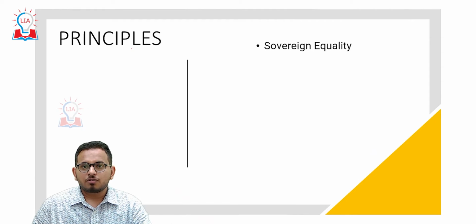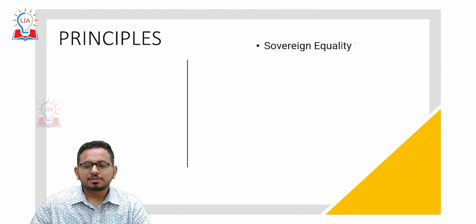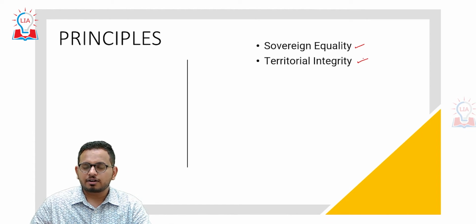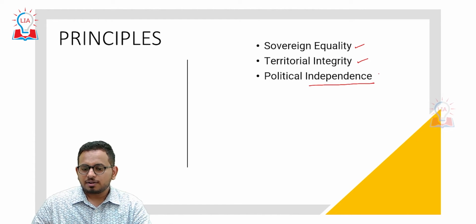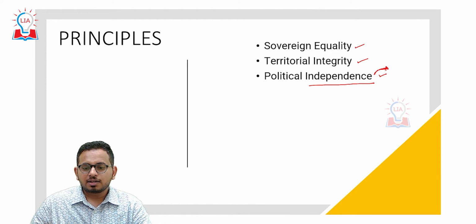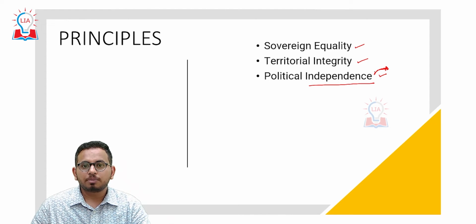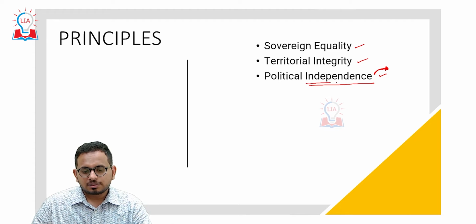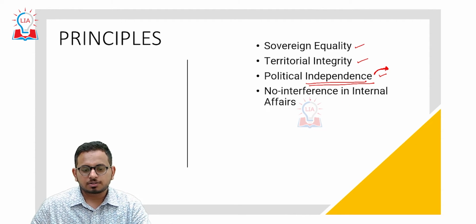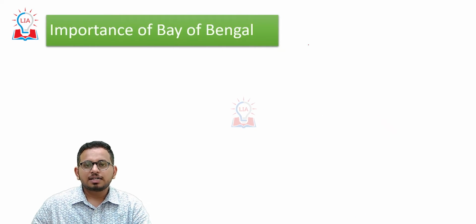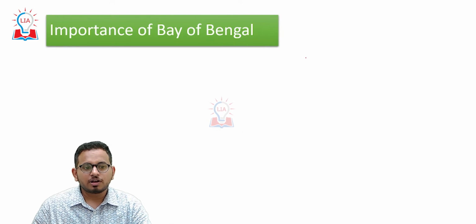What are the principles of BIMSTEC? The first principle is sovereign equality. The next one is territorial integrity and political independence. Any kind of political interference or influence by external forces should not be a problem to the internal security or the political independence. Non-interference in the internal affairs, peaceful coexistence, mutual benefit. These are some of the principles of BIMSTEC.